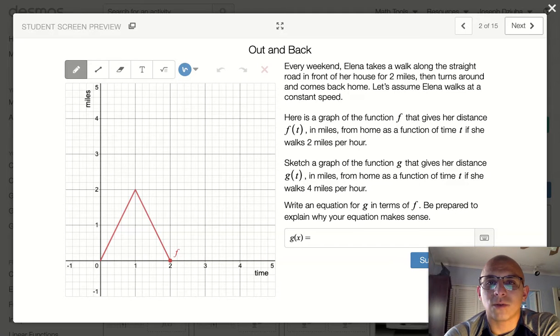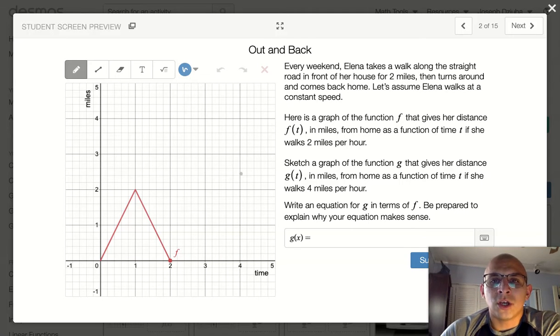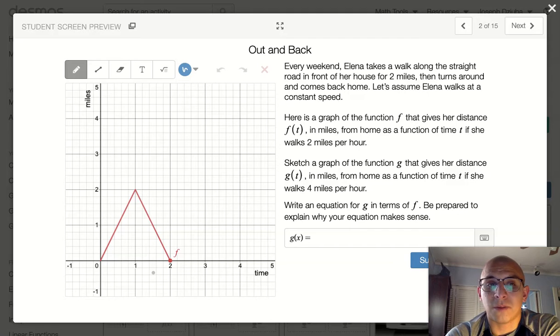But every weekend, Elena takes a walk along a straight road in front of her house for 2 miles, then turns around and comes back home. So as we can see, and we're going to assume Elena walks at a constant speed. So she's able to get the 2 miles done in, let's say, 1 hour, and then return home. Right? These miles represent her distance from her home. I would like for you to sketch a graph of the function g that gives her distance g of t in miles from home as a function of time t if she walks 4 miles per hour. Write an equation for g in terms of f.